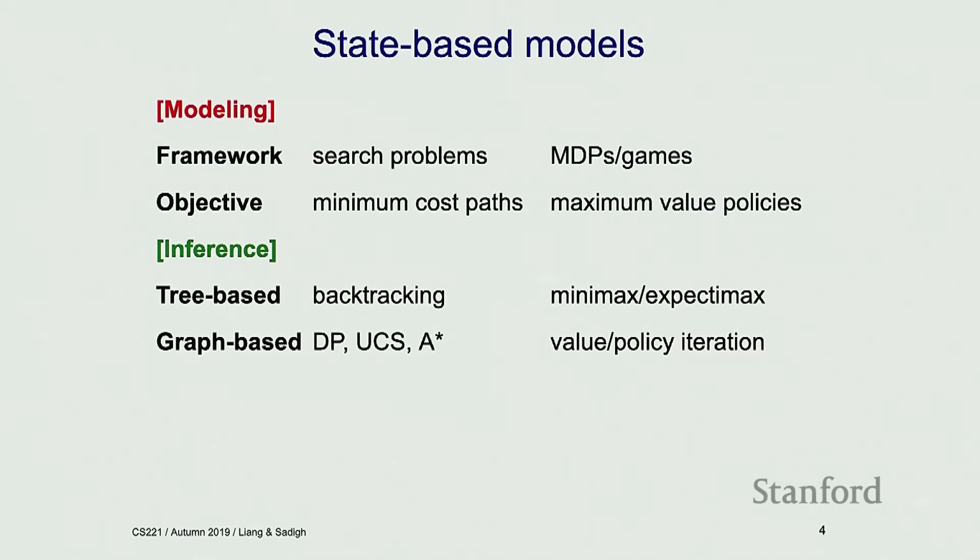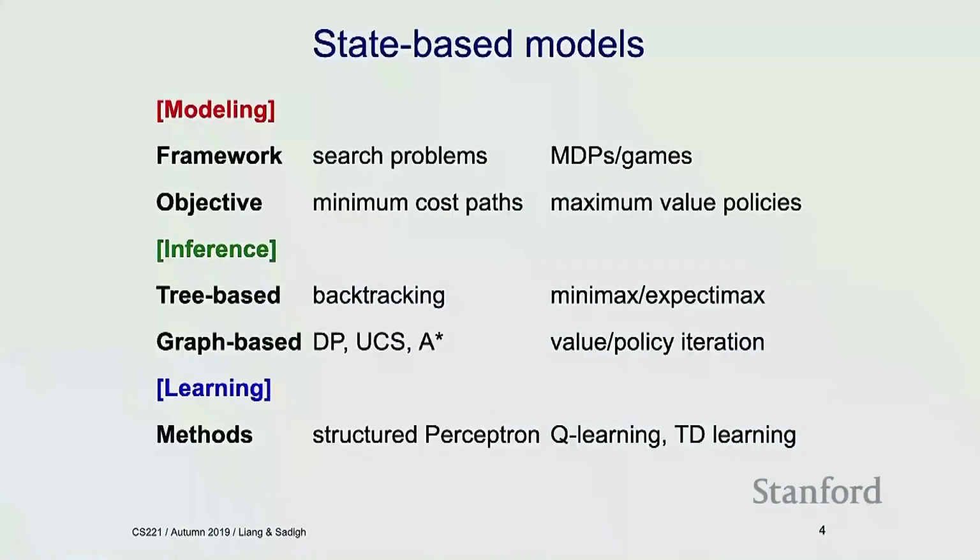In terms of inference, we discussed tree-based algorithms and graph-based algorithms. If you remember, backtracking search was the simplest, most naive thing we tried out for search problems. For games, we looked at minimax and expectimax, which was also going down a tree. And then you can have more graph-based algorithms where you're looking at a recurrence relationship. Examples of that are dynamic programming, uniform cost search, A star. In terms of MDPs and games, we looked at value and policy iteration.